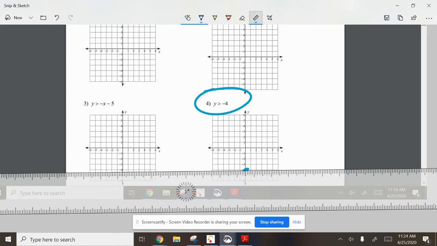This would be -6, 5, or -6, -4. This would be -5, -4. See what I'm saying? This would be -4, -4. So the y value would always stay the same, and the y value would be -4. Now, what did I do wrong there?